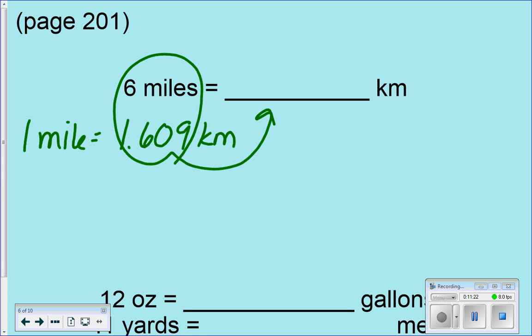Just for metric to customary. Depends what they're asking for. Like if they're doing hours to seconds, well, it's not going to be in there. But if they're doing like milliliters to ounces, or kilometers to miles, or kilometers to, I don't know, what else is in there? To yards or inches, yeah, you have to use this chart. So that's why it's so important.